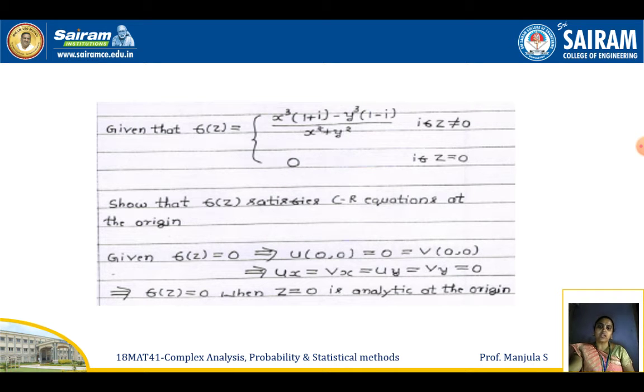So clearly they have given f of z is 0 when z equals 0. z equals 0 means u and v both are 0 at x is 0 and y is 0. So u and v both are 0, which means of course ux, uy, vx, vy all the terms will become 0. So f of z equals 0 when z equals 0 means it is an analytic function at the origin. Clearly we can do the proof of this.